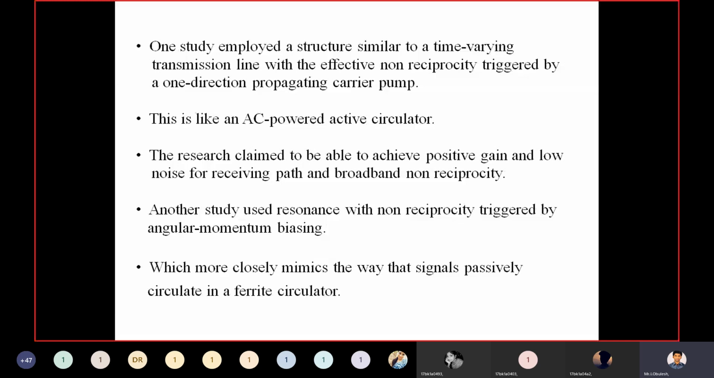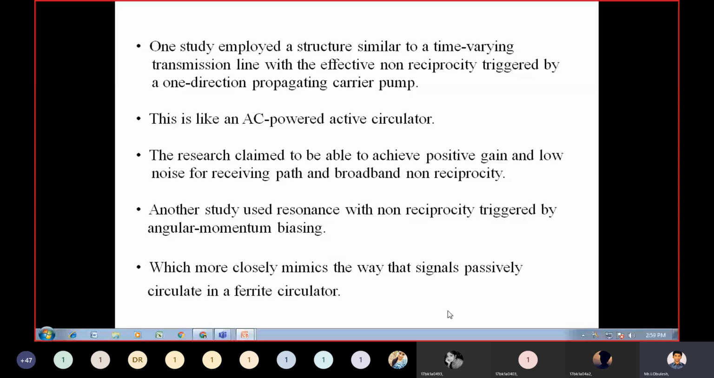Another study used resonance with non-reciprocity triggered by angular momentum bias, which more closely mimics the way that signals passively circulate in a ferrite circulator.